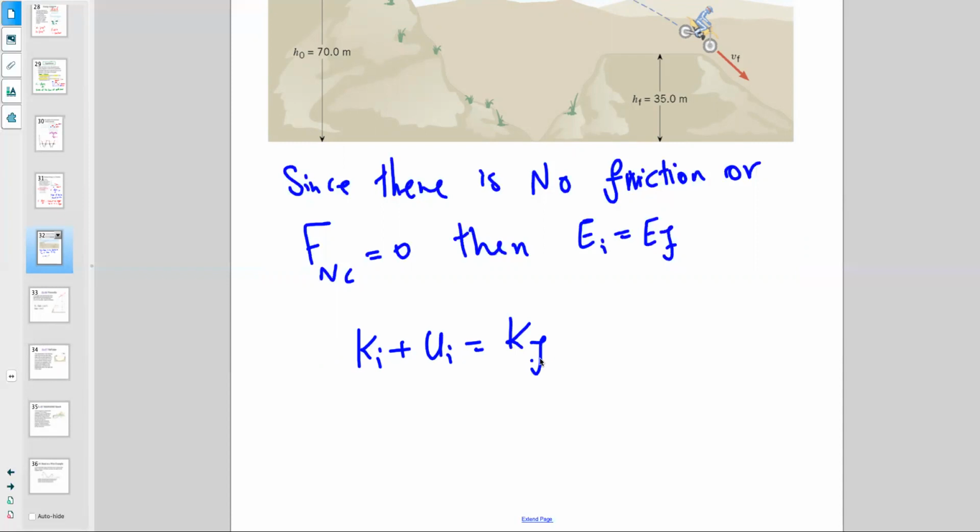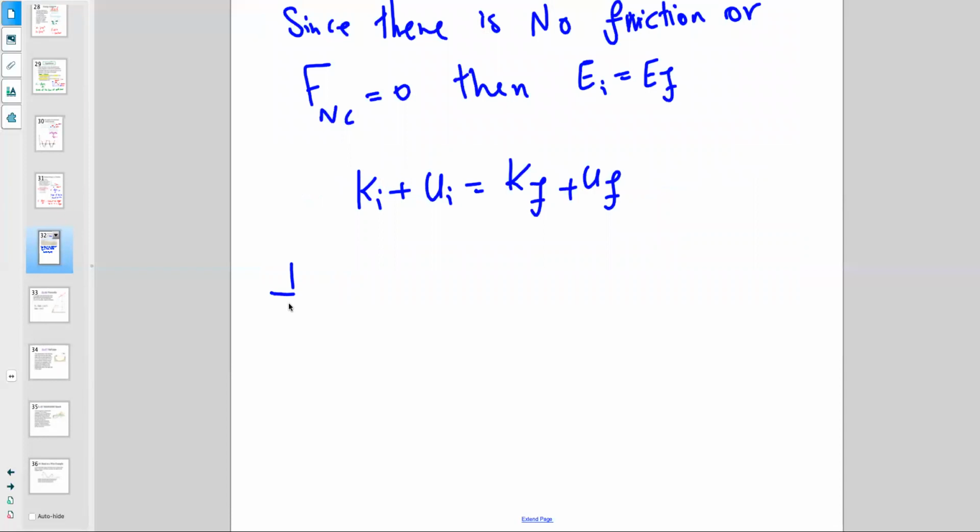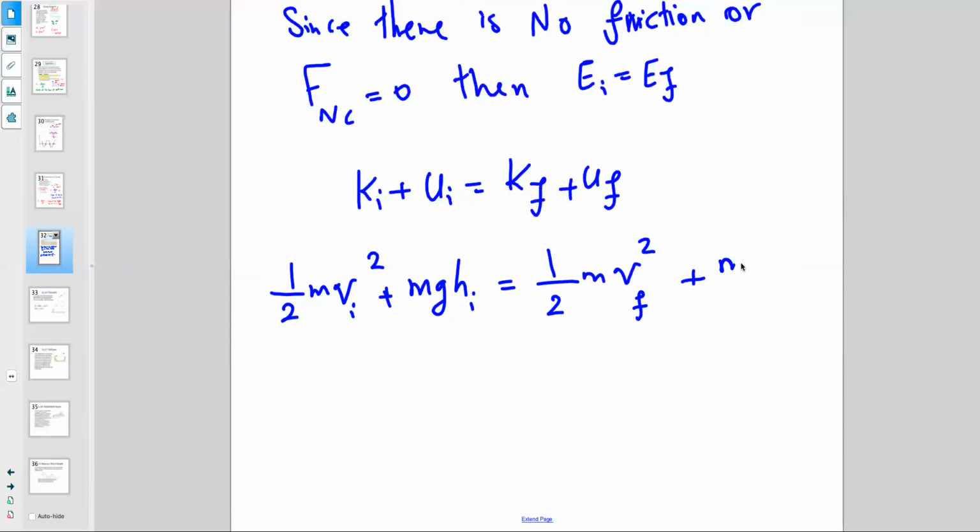Okay, so Ki is half m vi squared plus Ui is m g hi. Kf is half m v final squared, and v final is what we're looking for, plus m g h final. So before we substitute any numbers, I want to get rid of some stuff. For example, I can get rid of m. If I factor out m from the left and right hand side, I can cancel them out.